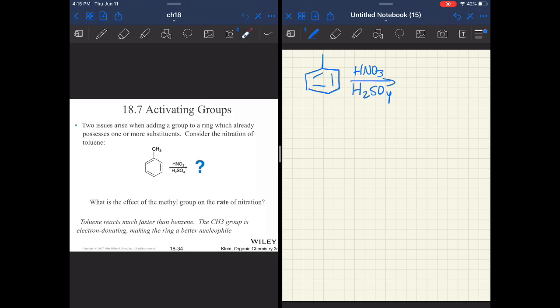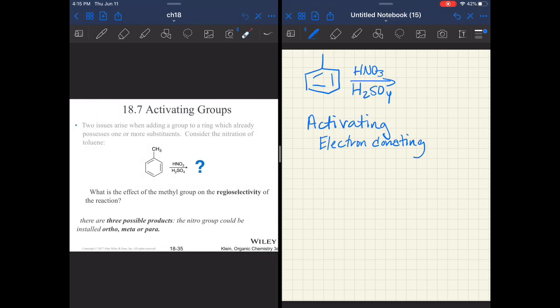This R group is something we call an activating group. And what we're going to learn here, activating groups are electron donating, right? So they put some extra electron density into that ring, which allows them to attack the electrophile more easily. Toluene reacts much faster than benzene, because it makes the ring a better nucleophile.